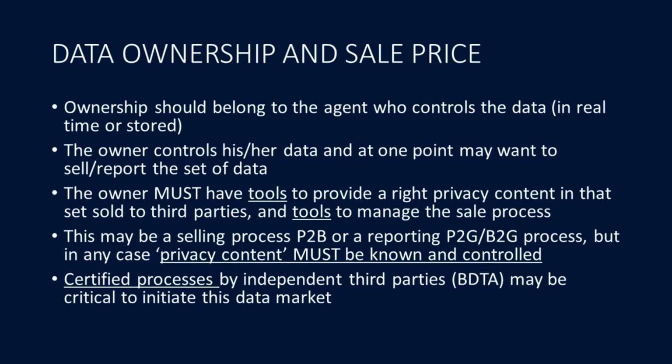It is important to mention the relationship between privacy metrics and data ownership. The category data control indicates who is controlling the data. The owner controls his or her data and at one point may want to sell or report the set of data. The owner must have tools to provide the right privacy content in that set sold to third parties, and tools to manage the sale process. This may be a selling process P2B or a reporting P2G, B2G process, but in any case privacy content must be known and controlled. Certified processes by independent third parties, BDTA, may be critical to initiate this data market.